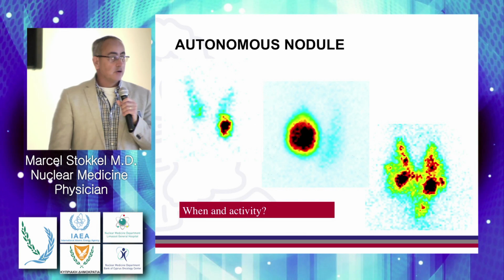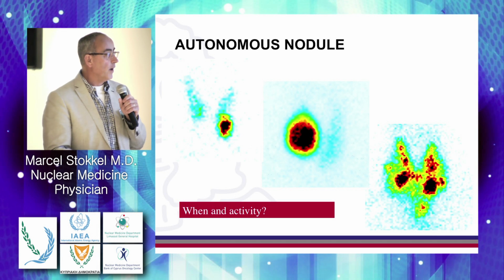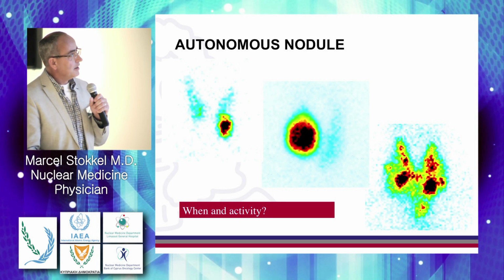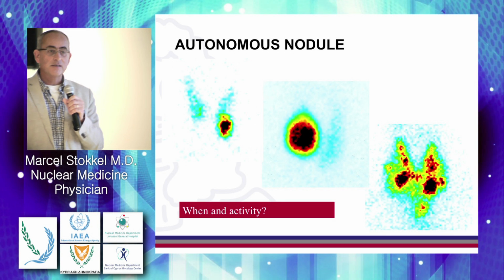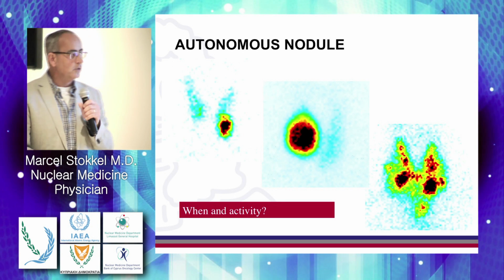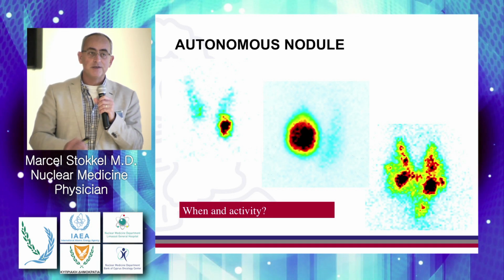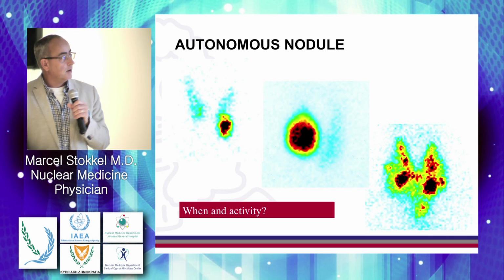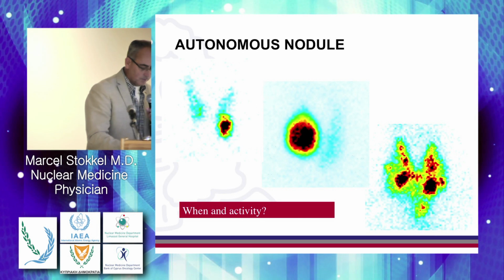Regarding the treatment of the autonomous nodule, we do not have the same questions. The only thing is when and how much activity we should give. It is highly important in autonomous nodules that when the gland is not completely suppressed, you have to be very careful. You will definitely treat these parts of the thyroid gland as well. So the most optimal situation is a complete suppression of the rest of the gland and high uptake in the nodule, like this, but you still see here some faint uptake.